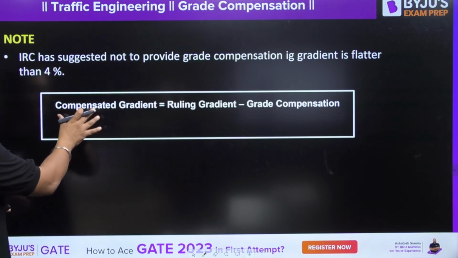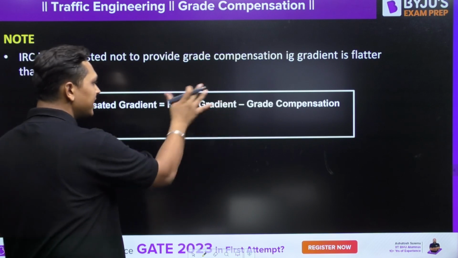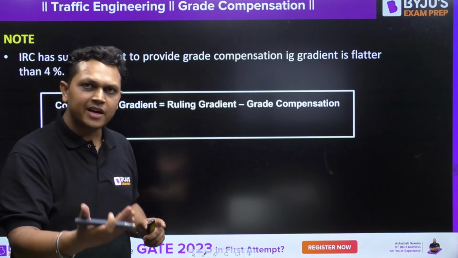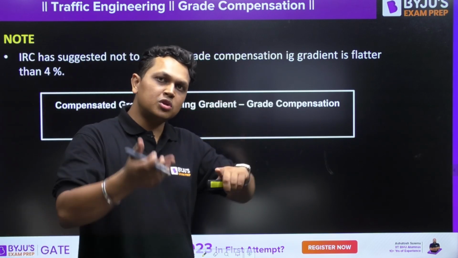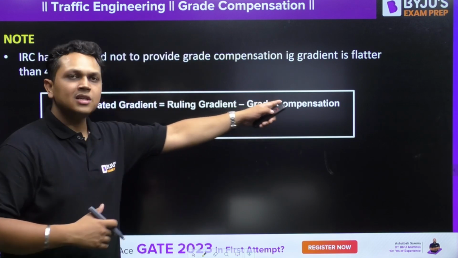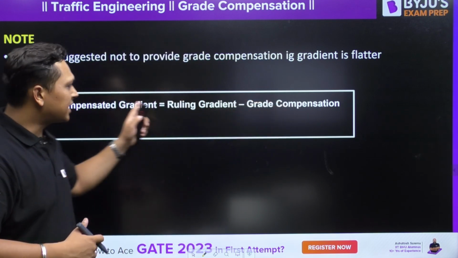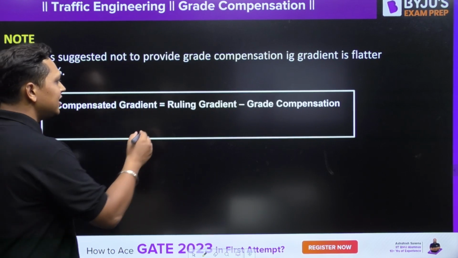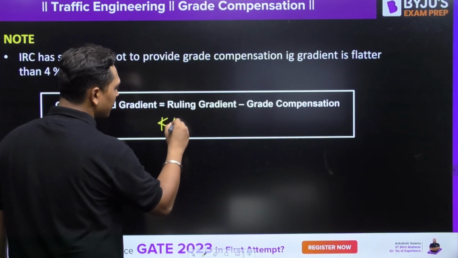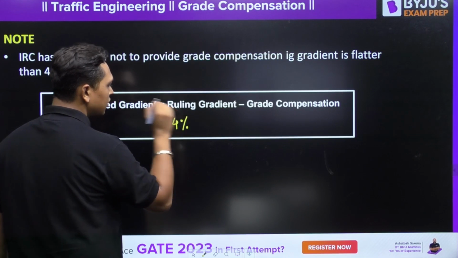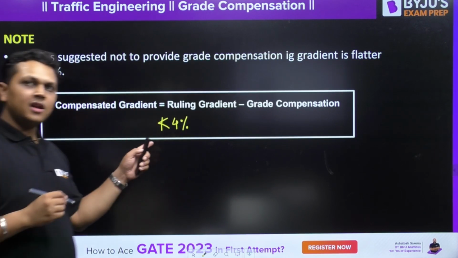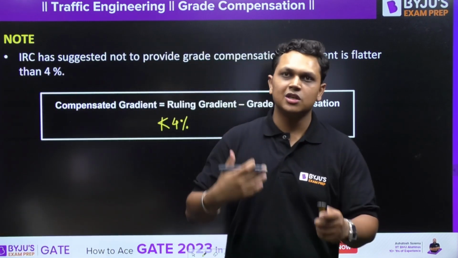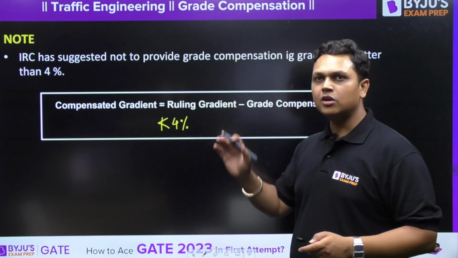What is compensated gradient? Compensated gradient is equal to ruling gradient, which is also referred to as the design gradient, minus grade compensation. So this becomes your compensated gradient at the horizontal curves, right? And this should not be less than 4%. This is your note point. Now this is where the GATE examiner plays with the student. This is where students tend to make mistakes.